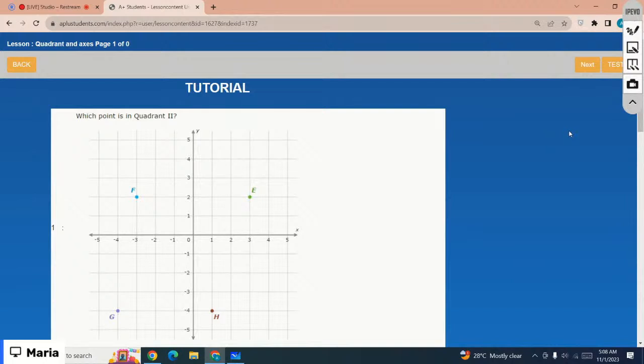So this is the first quadrant. Start opposite to the clockwise, right? Anti-clockwise. That is the first quadrant. That is the second one. So in the second quadrant, you have the F point, right?